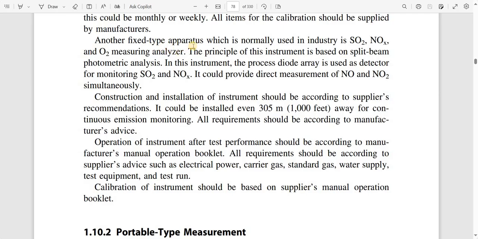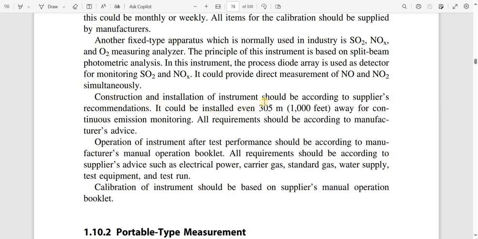Another fixed type apparatus, which is normally used in industries, is the SO2, NOx and O2 measuring analyzer. The principle of this instrument is based on split beam photometric analysis. In this instrument, a photodiode array is used as a detector for monitoring SO2 and NOx. It could provide direct measurement of NO and NO2 simultaneously.